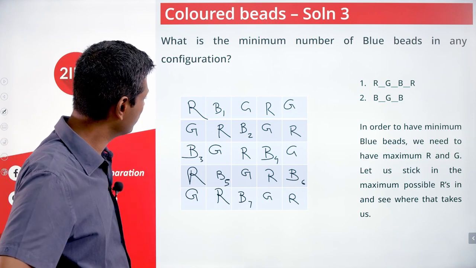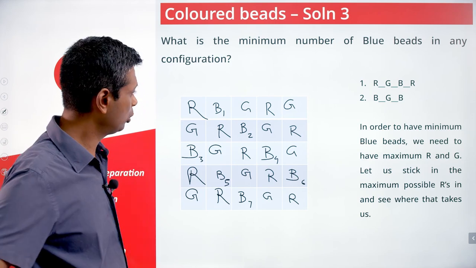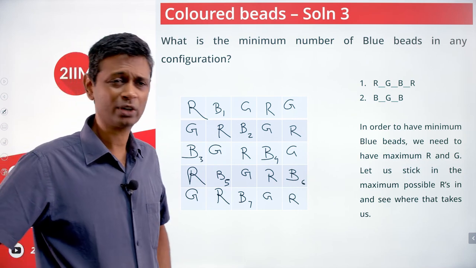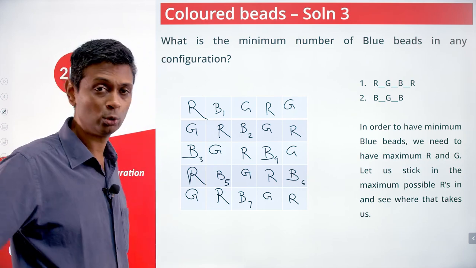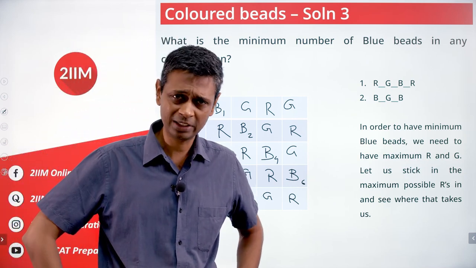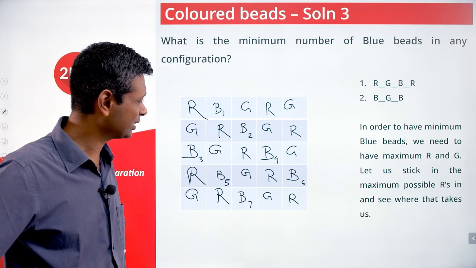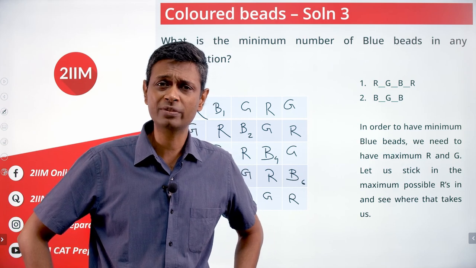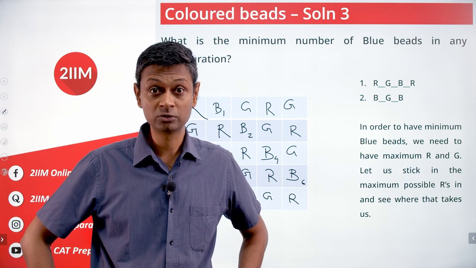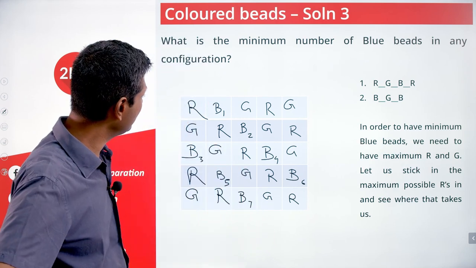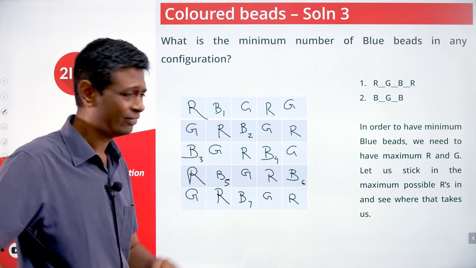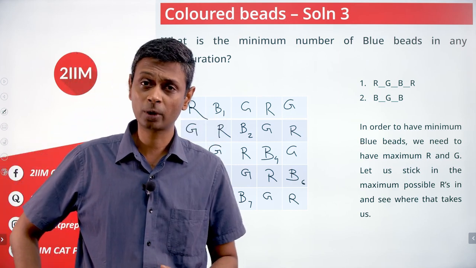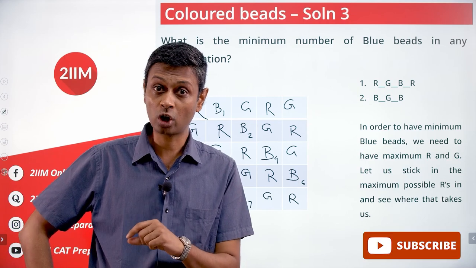Between any two reds, we need to have a blue and a green. We put in the blues inside, and then we said, let's accommodate the remaining as blues and max out greens. But we put in as many reds as possible, and the moment we have two reds, we have to have a blue and green in between. So we have to accommodate some number of blues. Maybe we are going about it the wrong way.